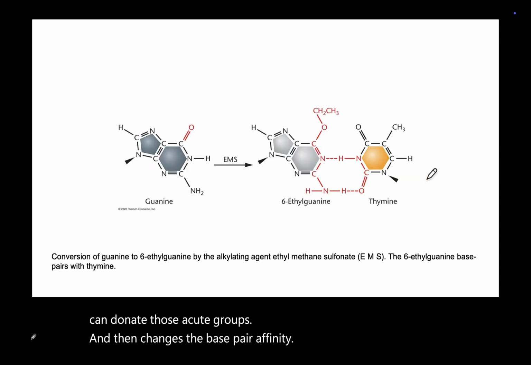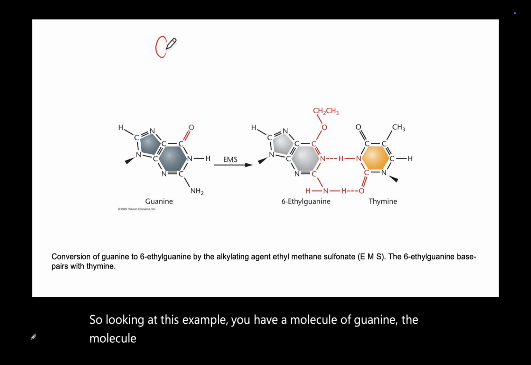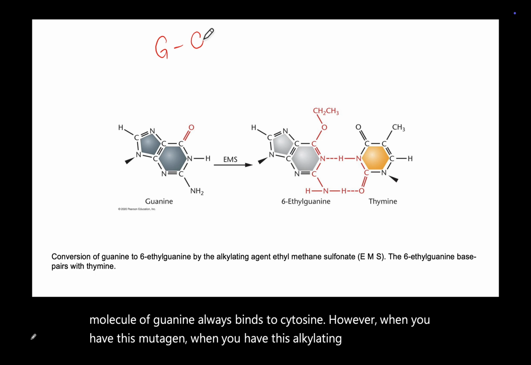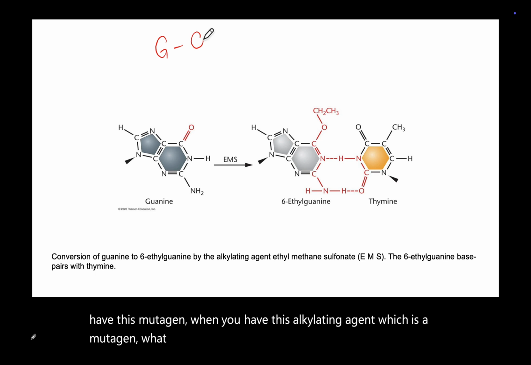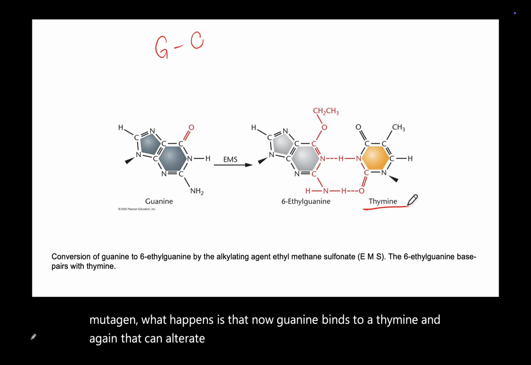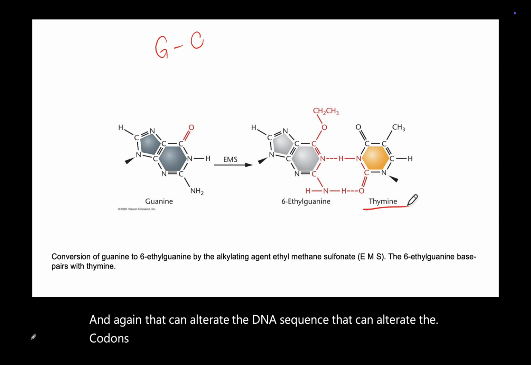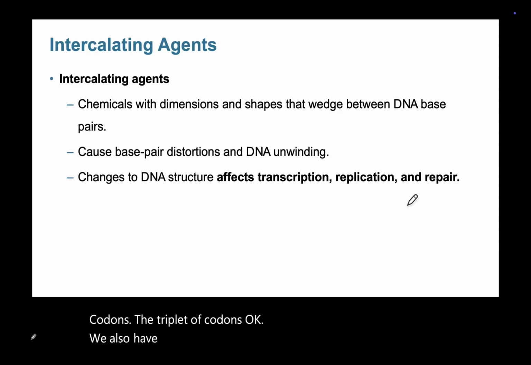So looking at this example, you have a molecule of guanine. The molecule of guanine always binds to cytosine. However, when you have this alkylating agent, which is a mutagen, now guanine binds to thymine. And again, that can alter the DNA sequence. That can alter the codons, the triplet of codons. Okay? We also have the intercalating agents.